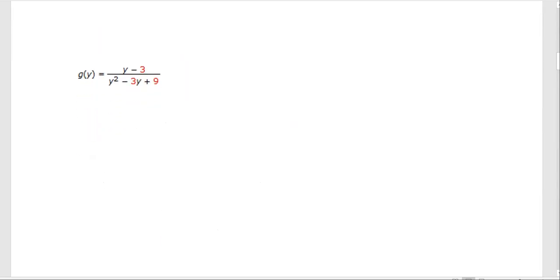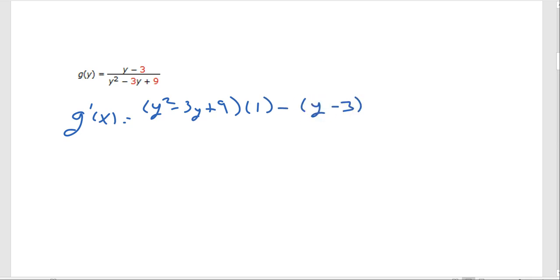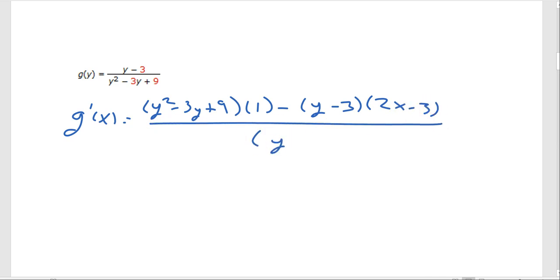So let's do a couple more of these. So let's think about this rational function. So I need to find my derivative, right? So g prime of y, we'll use the quotient rule. So the denominator times the derivative of the numerator minus the numerator times the derivative of the denominator all over the denominator squared.